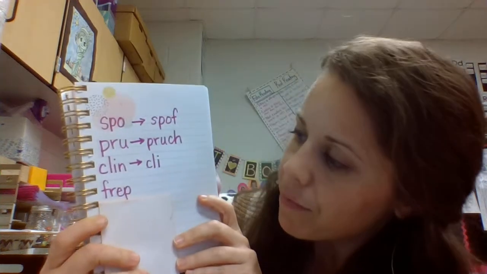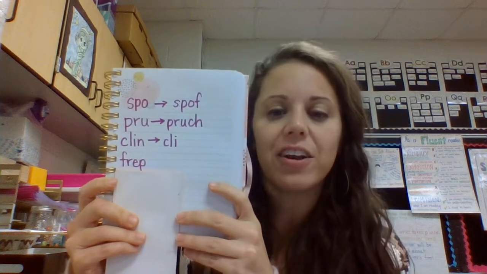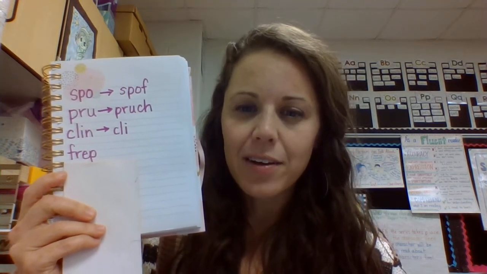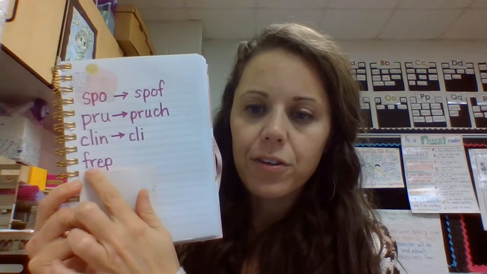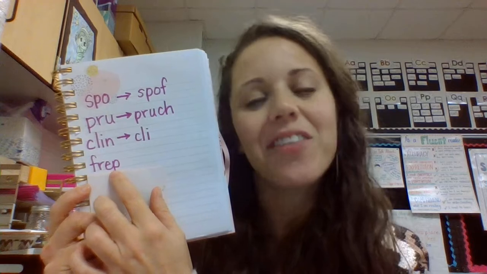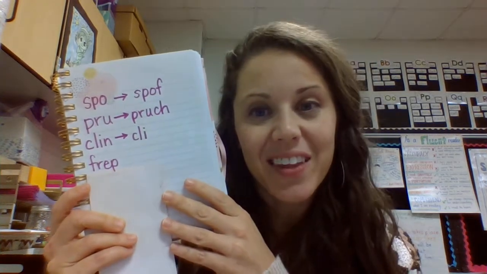Get your pencil ready. Your next word is F-R-E-P. Go ahead and write that down in your neatest handwriting. Now read it. How would you read that? There's a P there, so I know that that E won't say its name. It's a closed syllable, so it would be a short vowel sound. Frep. Good.